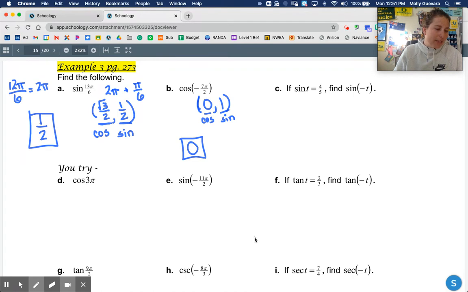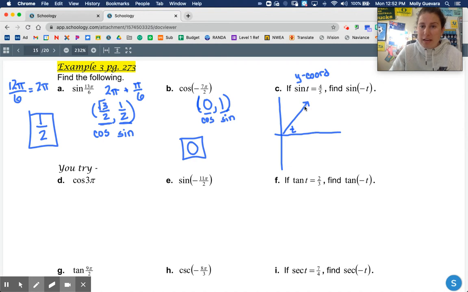Okay, the next one says if sine of some angle, we don't know what the angle is, but if sine of some angle is 4 over 5, find sine of negative that angle. So I'm going to draw a visual because that's what I do. I don't know what the angle is, right? This is t. I have no idea what this angle is.